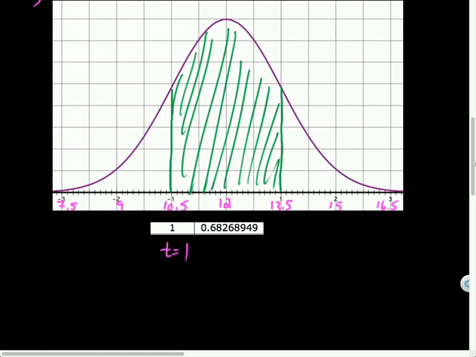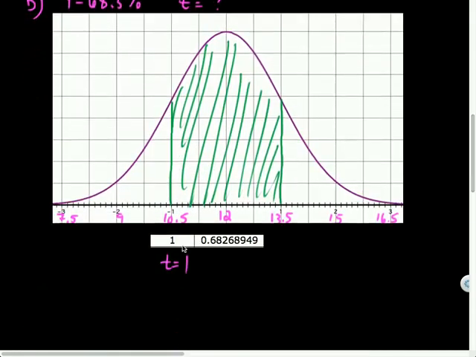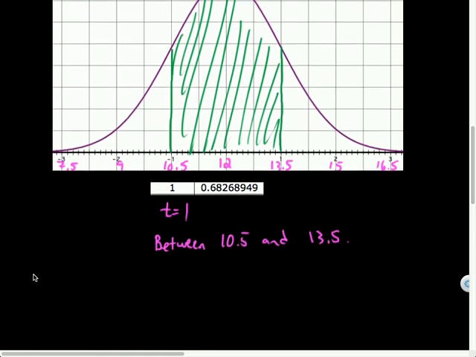And to explicitly answer the question, they asked not what the t value was, they wanted the interval. So they want that in terms of units. So I would say between 10.5 and 13.5. All right, is where 68.3% of our data exists. All right, so that's the idea for that.